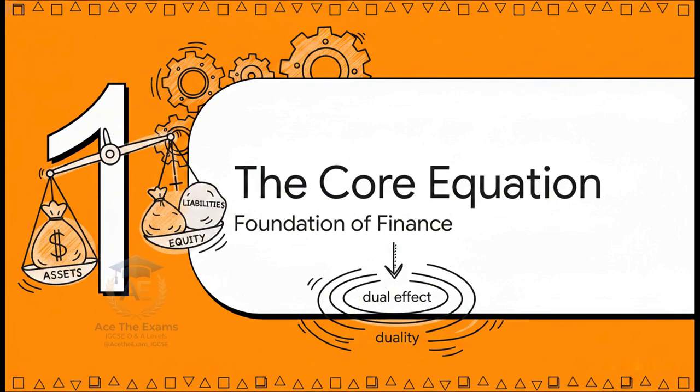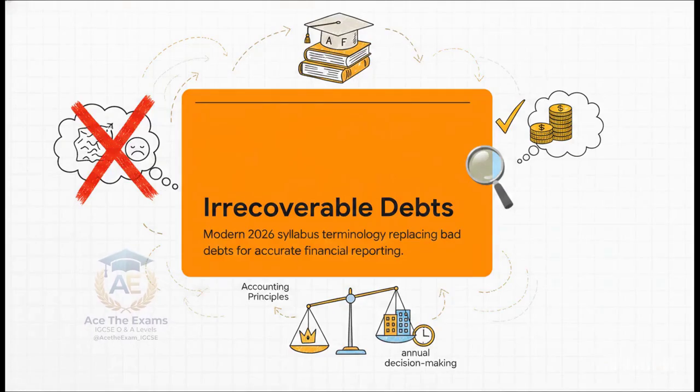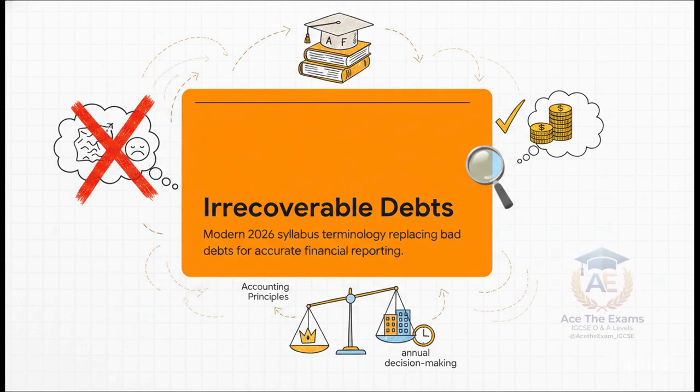Specialist, Section 1, the core equation architecture. Foundation of Financial Intelligence. So look, this module isn't just some basic record-keeping exercise. It's literally the bridge between everyday data entry and actual high-level financial intelligence. Remember, every single transaction has a dual effect. It causes two ripples across the accounts to keep everything perfectly balanced.